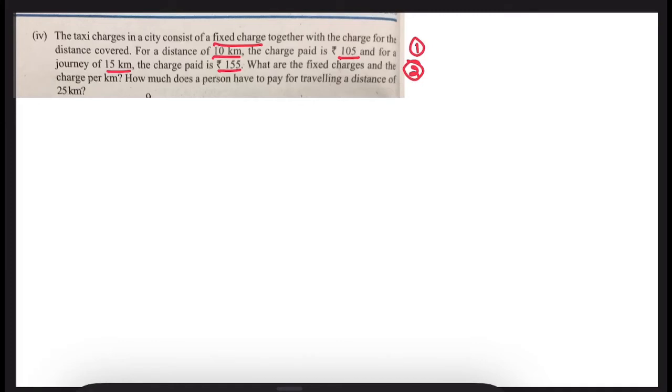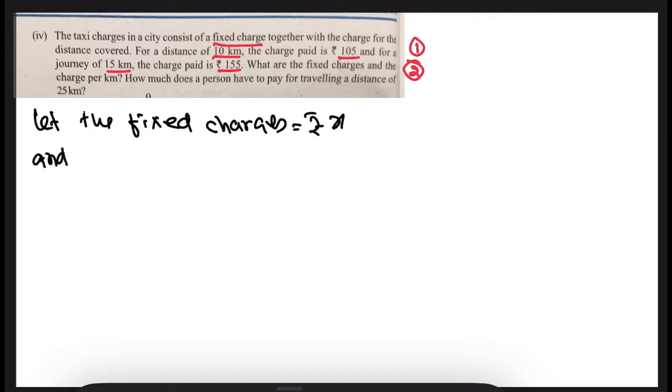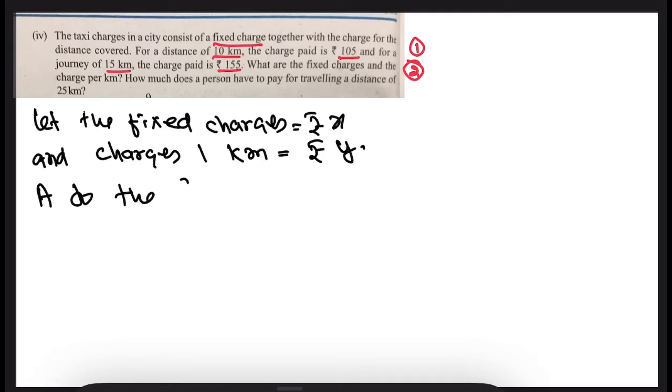Okay, let's start. Let the fixed charges equals to rupees X and the charges per kilometer, 1 kilometer equals to rupees Y. So according to the question, what is travel? In first case, the fixed charge together with the charges for the distance covered for a distance of 10 kilometer. So charges for 10 kilometer.